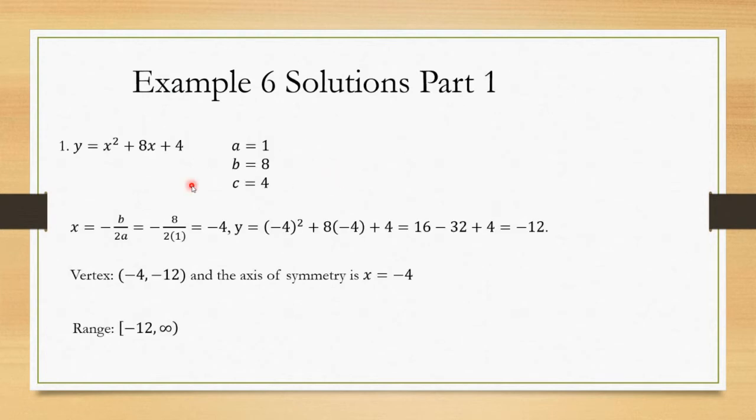All right, so here, just like before, same idea. A is 1. B, as you can see, is 8. The coefficient of x is b. C, the constant term, is 4. Okay, so we have our a, b, c. And just like before, we have to get our vertex. I mean, generally the vertex you will have to find.